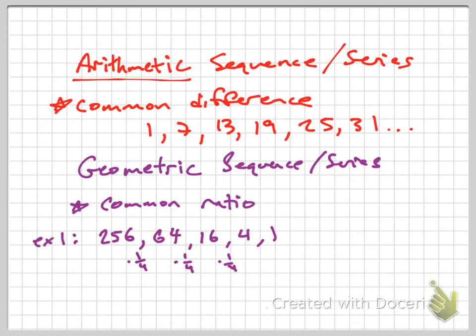So there's example 1. It could also just be something as simple as 6, 12, 24, 48, 96, where I just have a multiplier of 2, right? Times 2 each time. Hopefully my math has been correct. So that's the difference between arithmetic and geometric sequences and series.